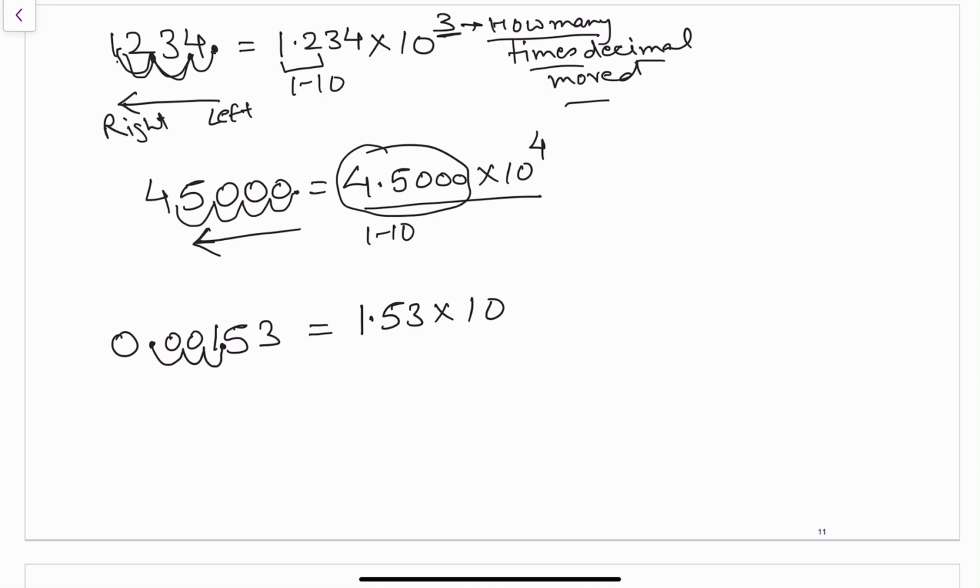How many times do you move the decimal? You move the decimal 3 times. But now you have to decide whether this 3 is a positive 3 or a negative 3. So it's going to be a negative 3.